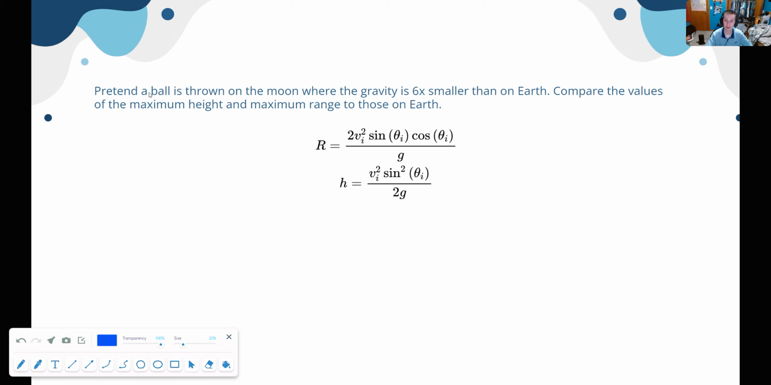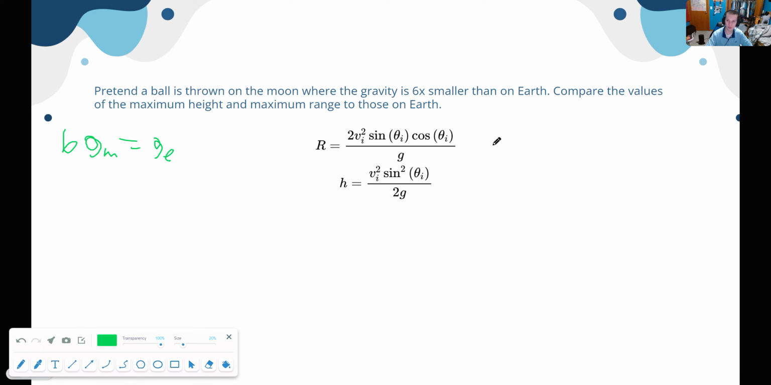So next question. Pretend a ball is thrown on the moon where the gravity is 6 times smaller than on Earth. Compare the values of the maximum height and the maximum range to those on Earth. So, what that is saying is that 6 g sub m is equal to g sub e. Okay, so 6 times the acceleration due to gravity on the moon is equal to the acceleration of gravity on the Earth. Okay.